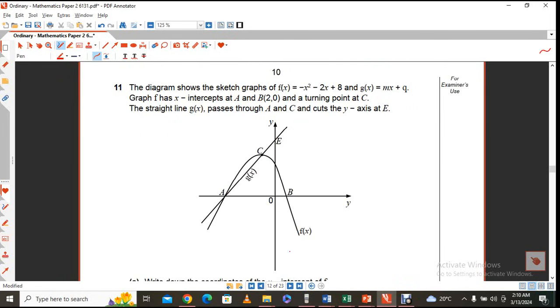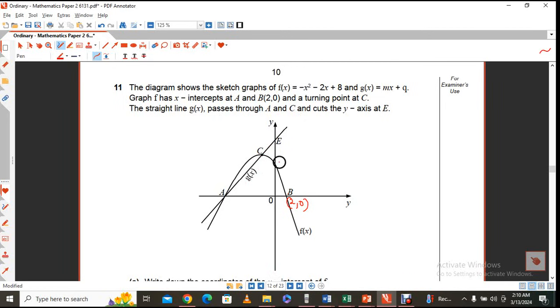Right, question 11. It's very important that you read question 11 very carefully. It says that you have 2 functions. You have function f, which is the parabola. You have function g. Graph f has x-intercepts at a and b, and perhaps it's necessary for me to write whatever this intercept is. So this is the point 2, 0 here. And they are saying the center, of course, we're going to get to that, passes through a and so on. Then they ask you what the y-intercept is.